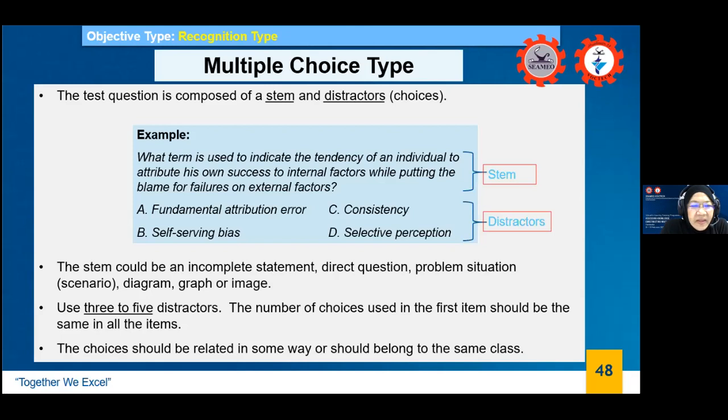I don't understand what you mean. Let me write it down here. The table of specification.